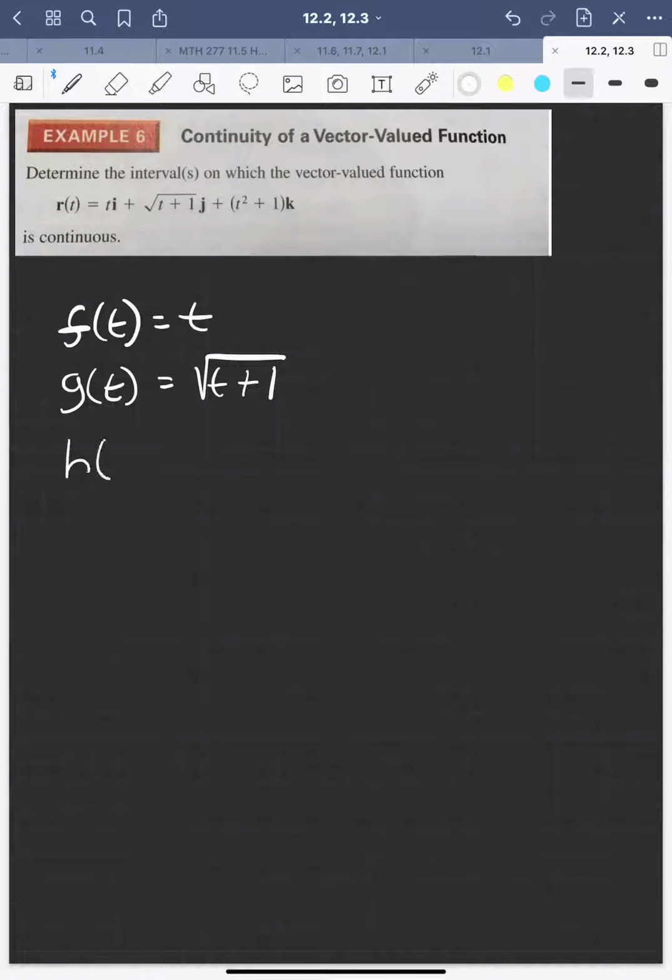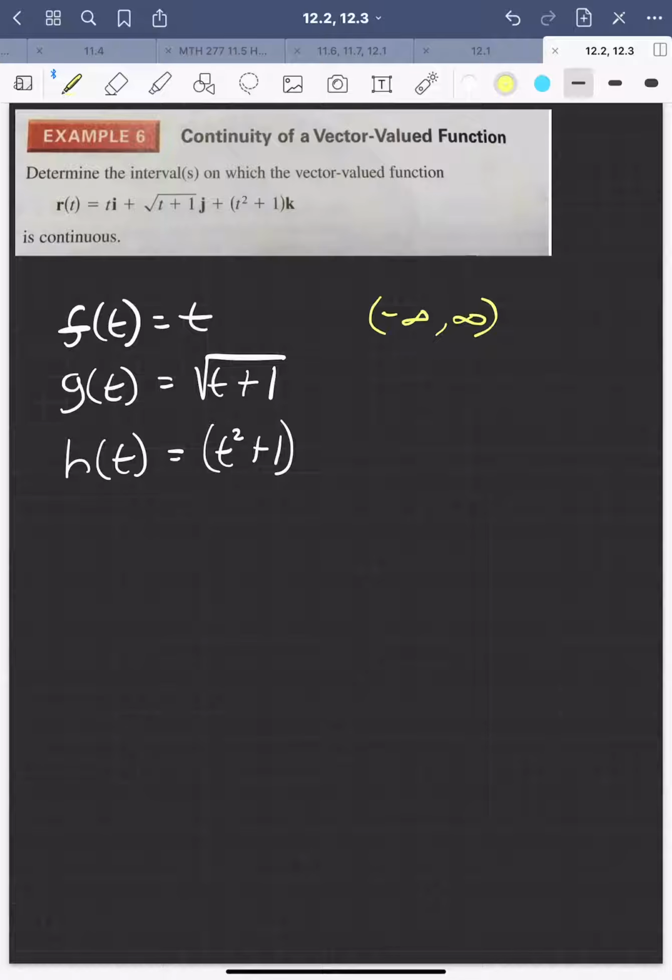All right, let's look at each component. So we'll start with the x component. F of t is equal to t. Then we'll do the g component, the square root of t plus 1. And finally, the h component, which is just t squared plus 1. All right, let's do this component by component. Ready? Start with f of t. Are there any domain restrictions on t? No. T exists from negative infinity to positive infinity.